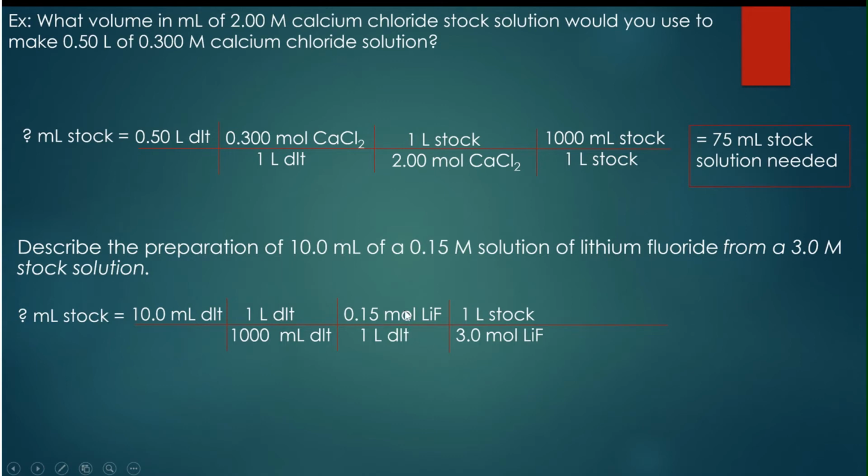What are we starting with? A 3 molar, again, moles per liter, 3 moles per liter of stock solution. And again, convert back out into milliliters. Hey, we need 0.5 milliliters of stock solution.